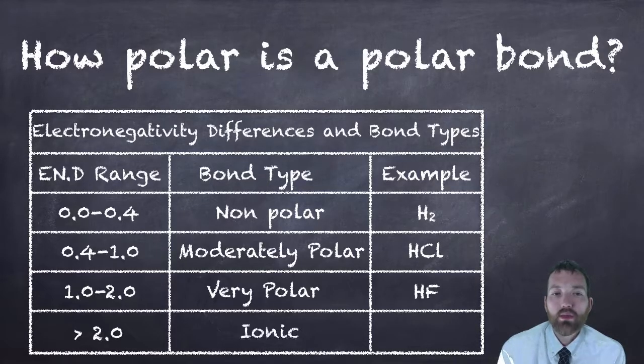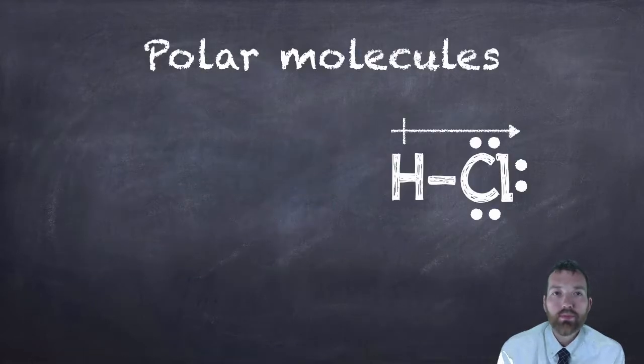And anything greater than 2, it's an ionic bond. And you should know it's an ionic bond before you even do the electronegativity difference, because an ionic bond always features a metal like sodium, something from the left-hand side of the table, and a non-metal like chlorine, something from the right-hand side of the table. All of our other examples here are two nonmetals.